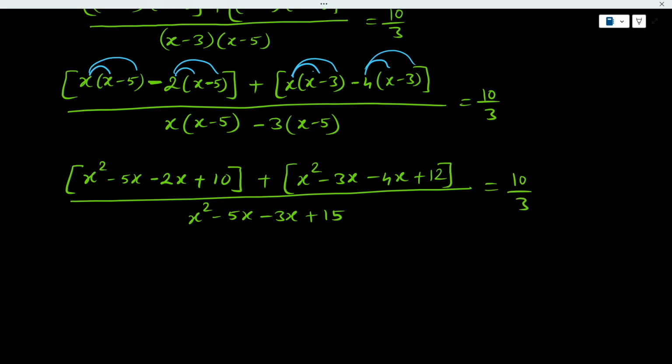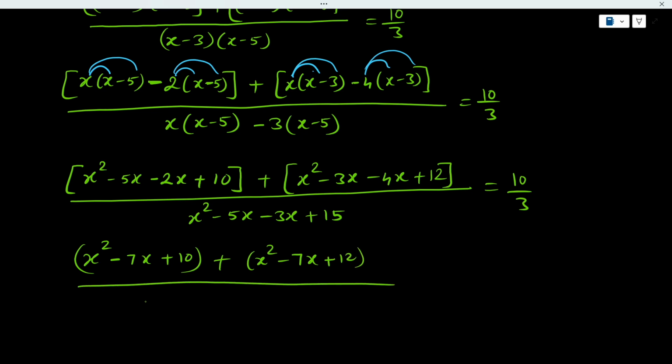Now let us first simplify because there are like terms. What are the like terms? Same variable, same power. These two are like terms and these two of them are like terms. So how can we write it down here? We can write x square minus 7x plus 10 plus x square minus 7x plus 12, and the denominator also you can write in the bracket here, x square minus 8x plus 15, equal to 10/3, right?